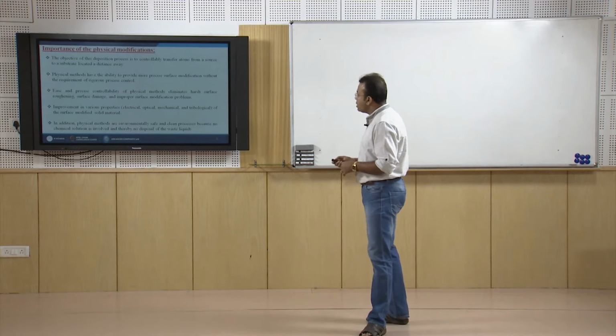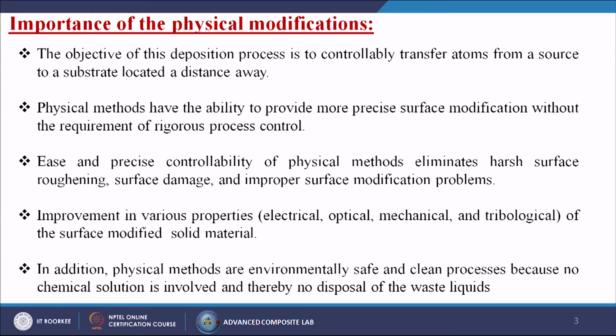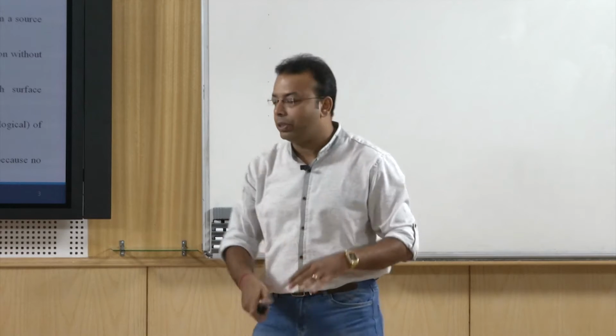So, what is the importance of physical modifications? The objective of this deposition process is to controllably transfer atoms from a source to a substrate located a distance away. When we do these modifications, we use certain substrates or materials and agitate them, so that they release electrons or ions, and then those electrons and ions come directly and deposit onto your material surface. So, we are not going to change the material's chemical properties.